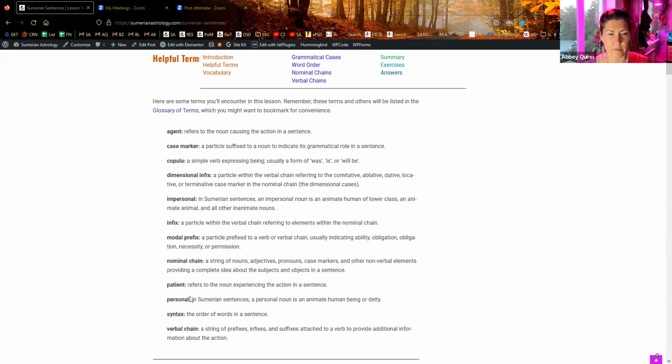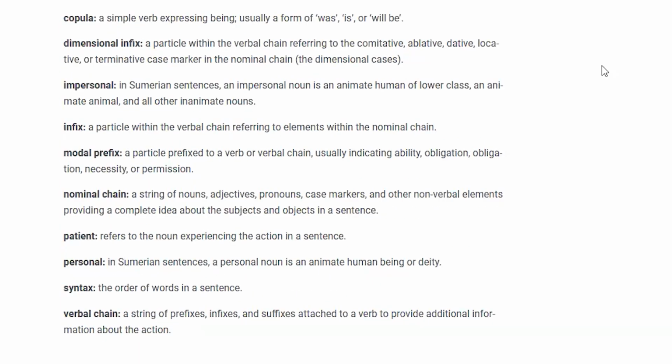It's actually easier if we talk about this first. Sumerian doesn't have animate and inanimate in the traditional sense. It's better described as personal and impersonal. A personal noun refers to a deity or most people, and an impersonal noun refers to pretty much everything else or anybody else. That includes humans, such as slaves and enemies and anybody that you might want to insult or speak disparagingly of. Infix, a particle within the verbal chain referring to elements within the nominal chain.